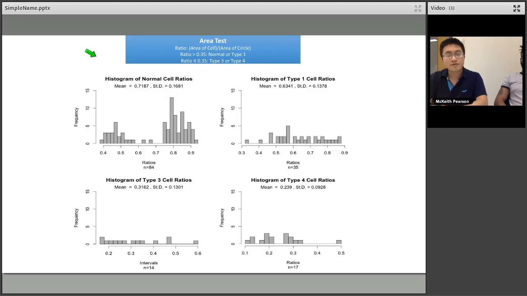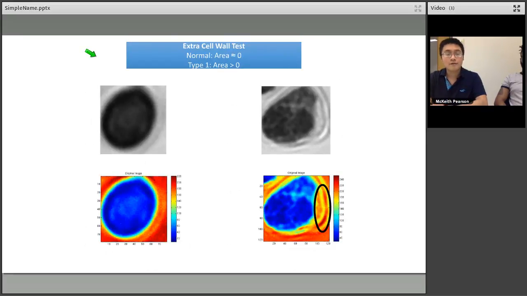So what we propose is making 3.5, or an area between 3.5 and 4, a threshold, so that we can now group the cells. Normal cells and type 1 cells would be ratios above 3.5, and type 3 and type 4 cells would be ratios below 3.5. Next, we have to separate the normal cells from the type 1 cells once they are grouped away from the type 3 and type 4s.